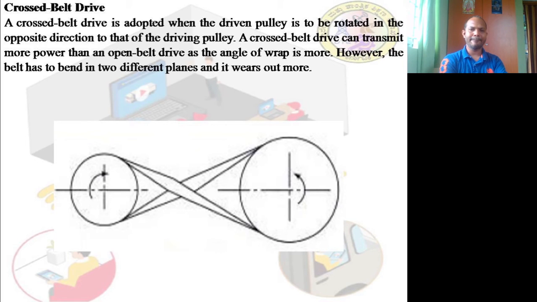Cross belt drives. As you can see here in this figure, in the open belt drives, the same direction of rotation will be used. In the crossed belt, the direction of rotation will be different from the driver pulley. That means the driven pulley will always rotate in the opposite direction compared to the driving pulley. That is the idea behind using a crossed belt drive.